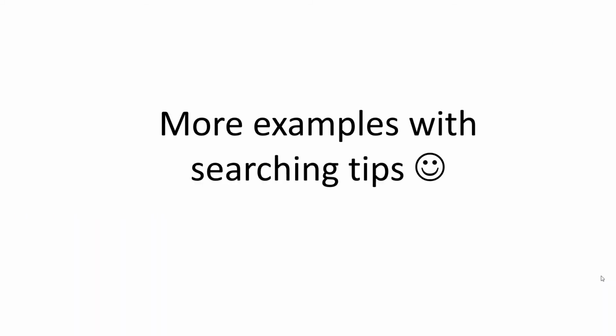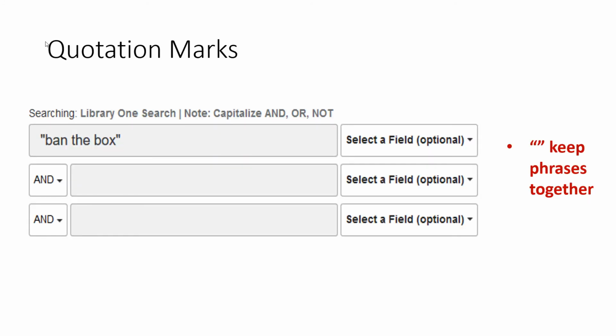Here are some more examples of search topics with searching techniques. Quotation marks: to keep phrases together, put them in quotation marks. In this example, doing so will only find ban the box as a phrase in that order, instead of ban in one field of the citation, such as the title, and box in another part, such as the abstract, or in the same field but words apart.